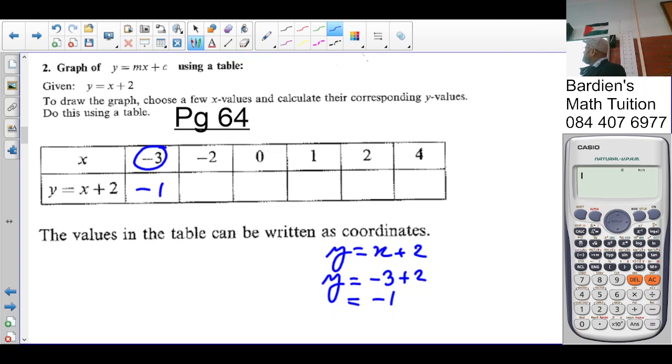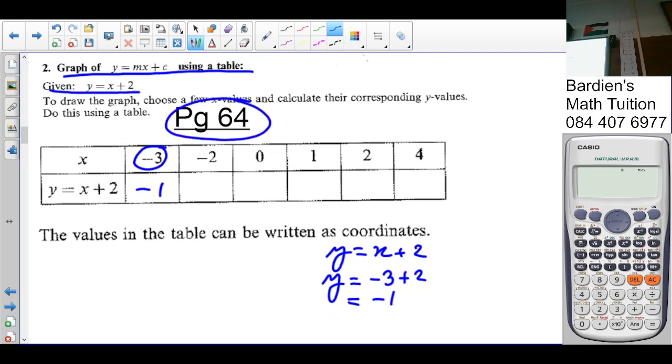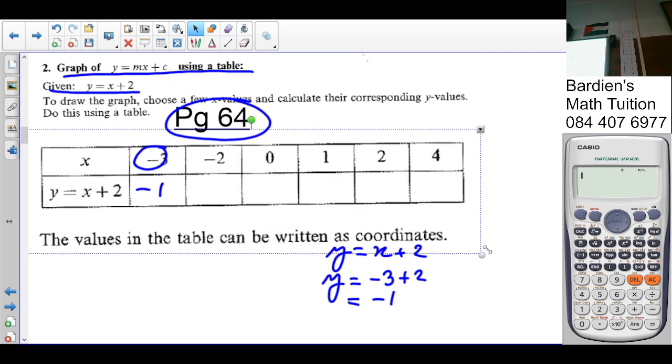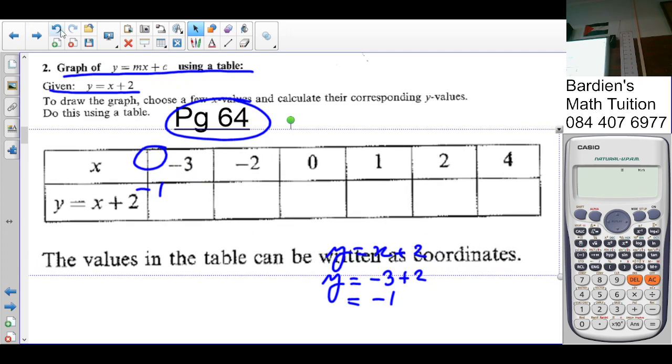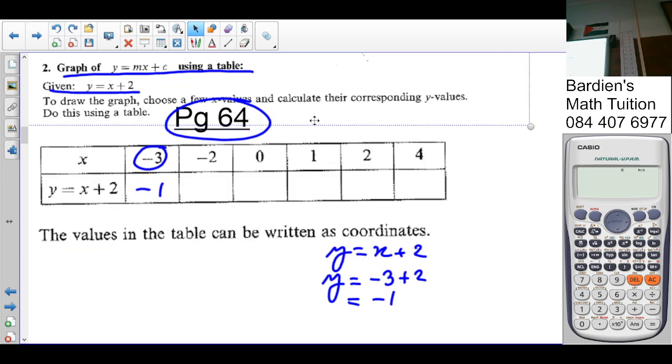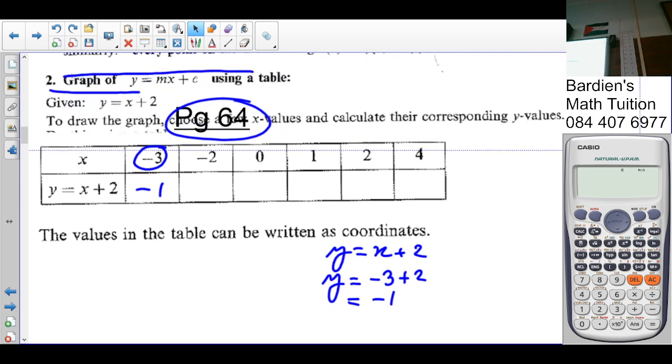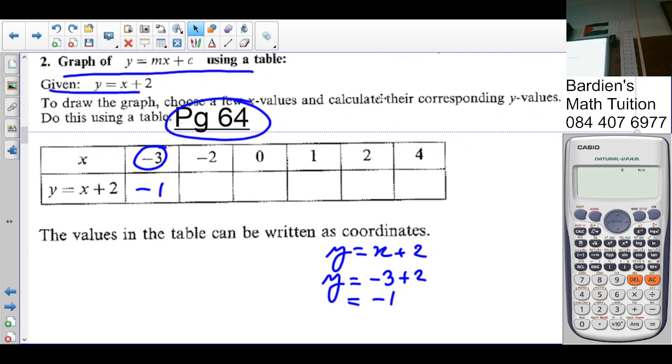So you must start the table. You write that down, the graph using a table, given that, and then you draw the table and you write your page number down. Not the table, this here. You must just write down what I've underlined, okay?